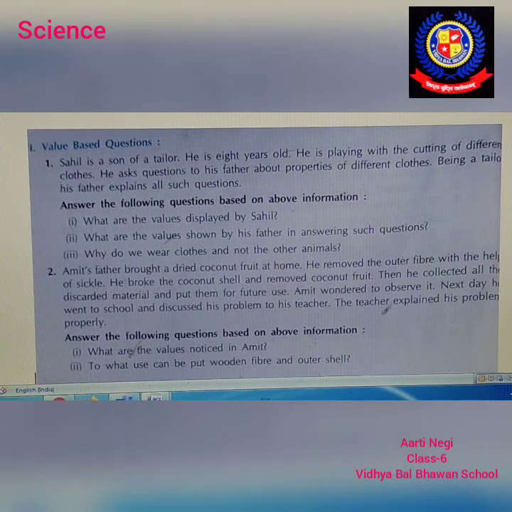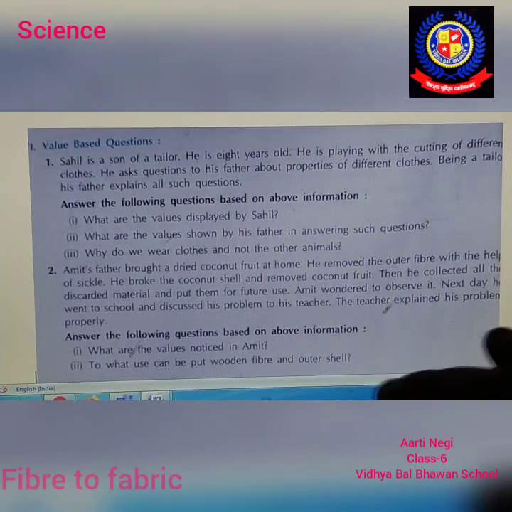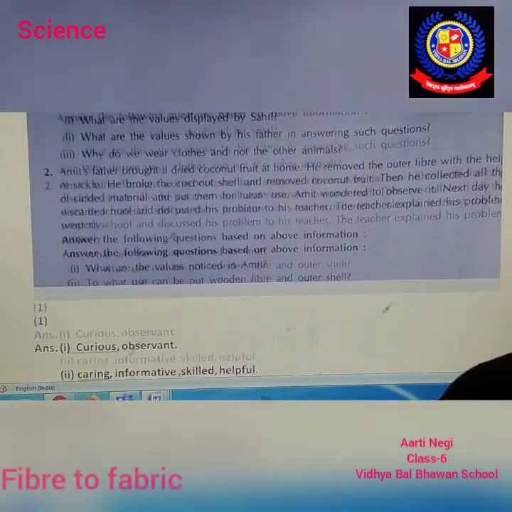So on the basis of this condition, some questions are given. The first question is, what are the values displayed by Sahil? Second question, what are the values shown by his father in answering such questions? And third one is, why do we wear clothes and not other animals? So the answers to these questions are here.